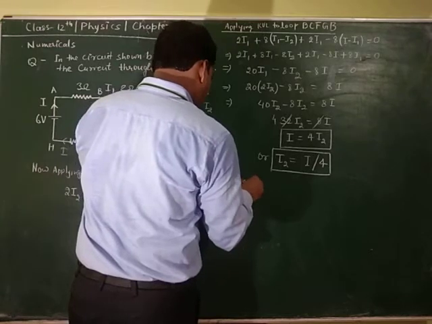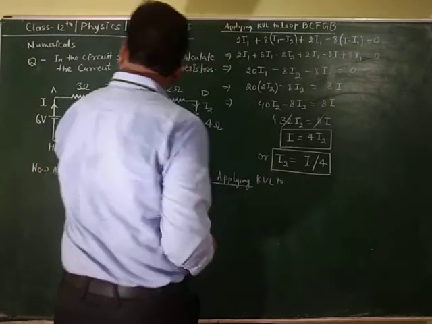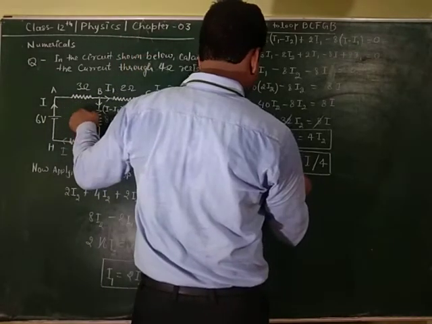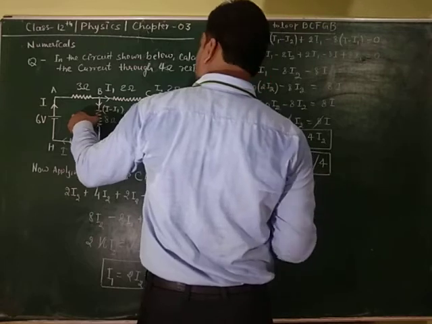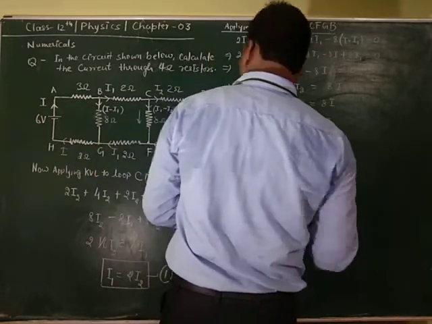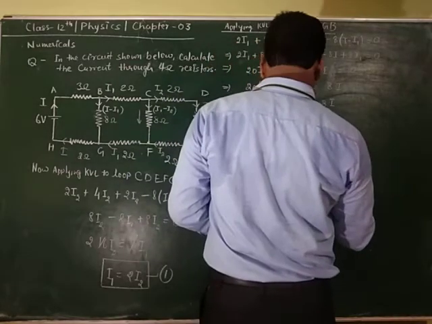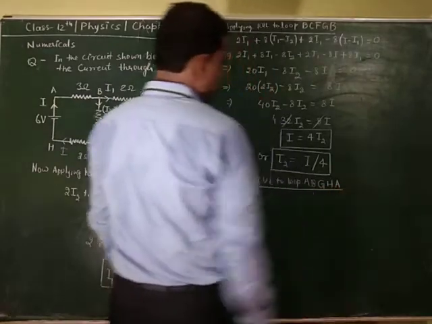This is the main working, means this formula we have to use later. And lastly, applying KVL to which loop is left? To loop A, B, G, H and A. We have to apply the KVL to this loop.